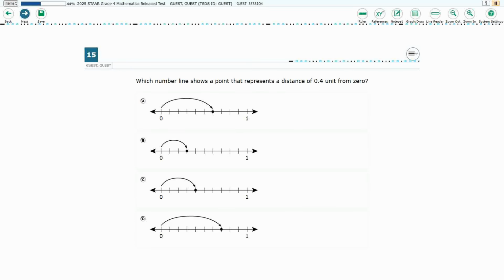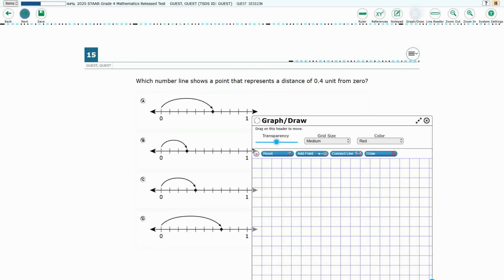For number 15, we are looking at fractions and decimals on the number line. This is 4.3g.